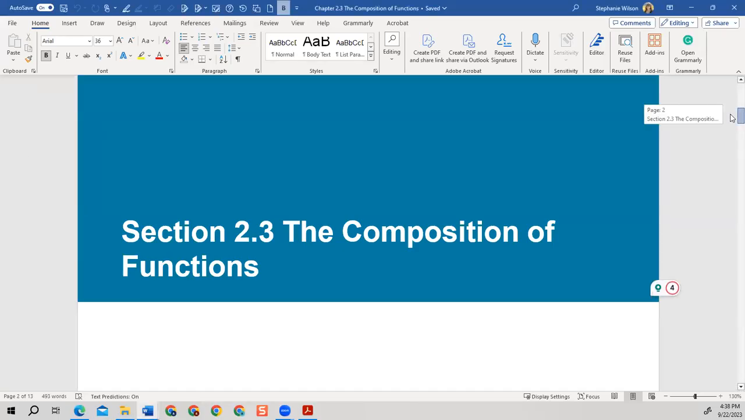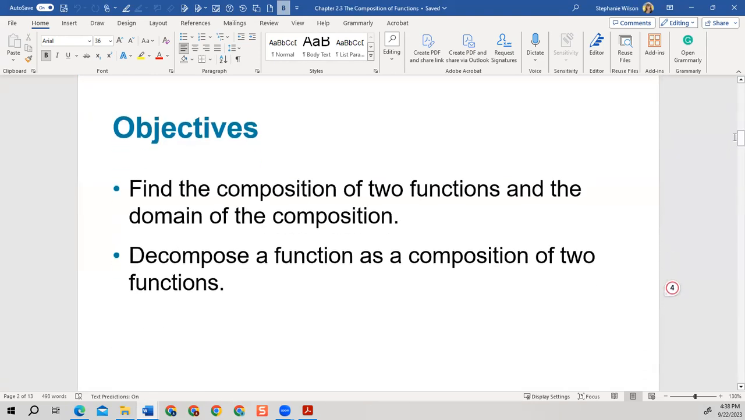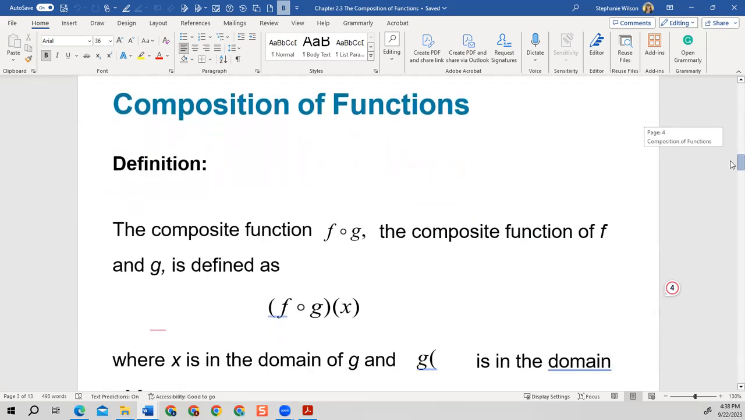Let's talk about compositions of function. If you want to pause this and read the objectives, please do. Now let's move on. Composition of a function. We have this definition.